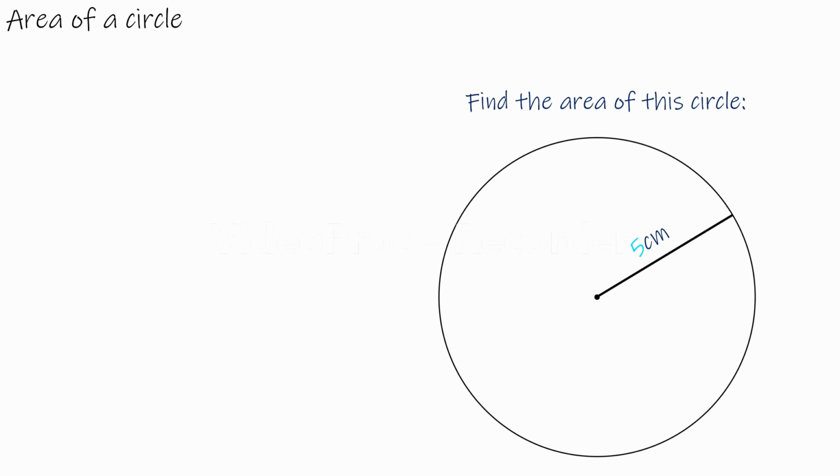Here is an example of a question, where we are given the radius and asked to find the area of the circle. To do this, we use this simple formula, which states that A equals pi r squared. Now, that means that the area equals pi times radius squared.